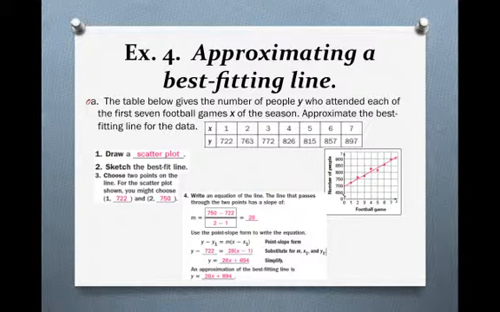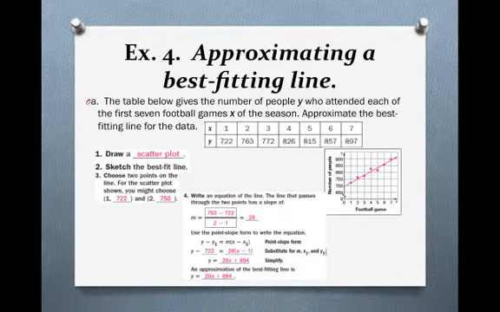And then we use point slope form to write the equation. So y minus y1 equals m times x minus x1. So let's see. y1 is 722, x1 is 1, and our slope is 28. So we're going to have y minus 722 equals 28 times the quantity x minus 1. We've got to distribute the 28, and so we get y minus 722 equals 28x minus 28. And then we add the 722, and we get y equals 28x plus 694. So an approximation of the best fitting line is y equals 28x plus 694.